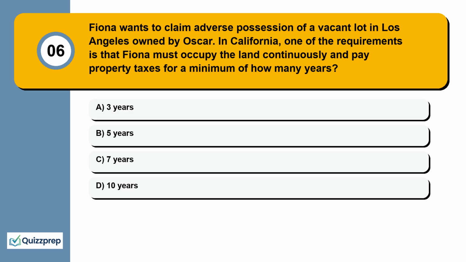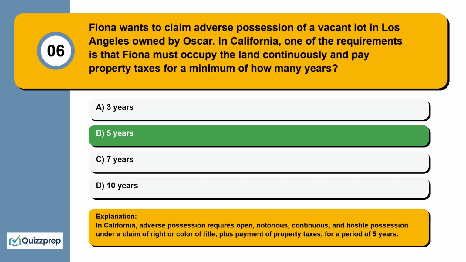Question 6. Fiona wants to claim adverse possession of a vacant lot in Los Angeles owned by Oscar. In California, one of the requirements is that Fiona must occupy the land continuously and pay property taxes for a minimum of how many years? 3 years, 5 years, 7 years, 10 years.